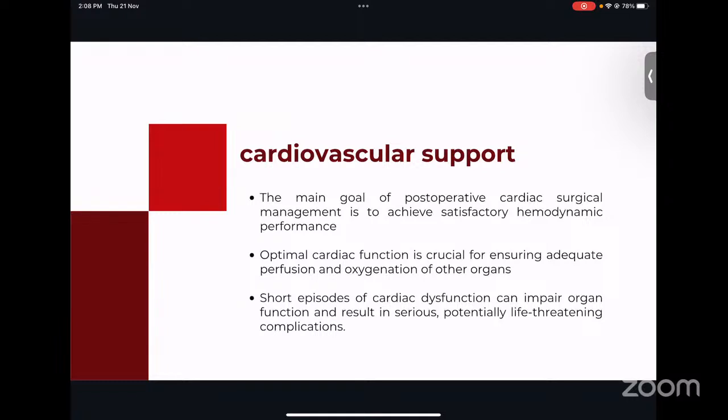The achievement of satisfactory hemodynamic performance is a primary objective of post-operative cardiac surgical management. Optimal cardiac function ensures adequate perfusion and oxygenation of other organ systems and improves the chance for uneventful recovery from the surgery. Even a brief period of cardiac dysfunction can lead to impairment of organ system function, leading to life-threatening conditions and complications.